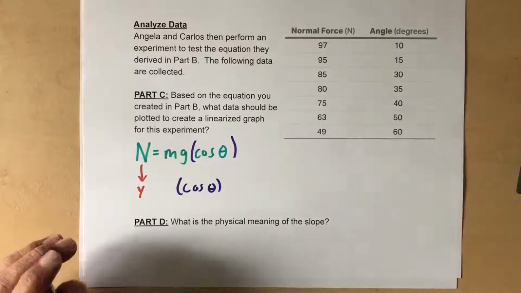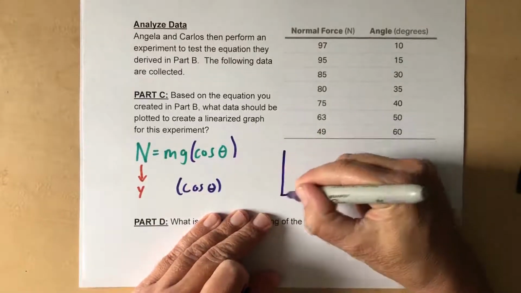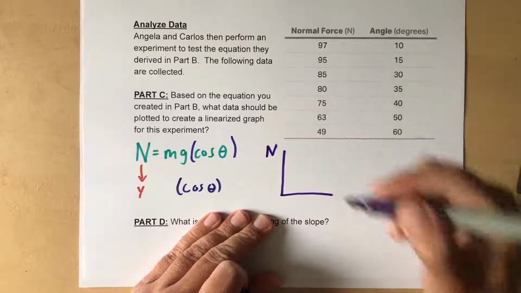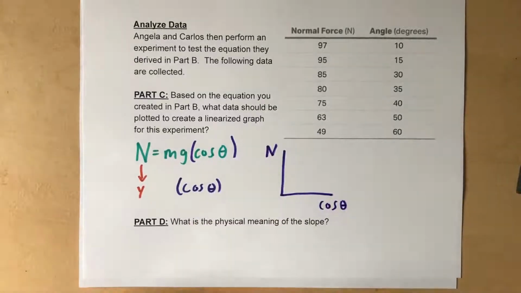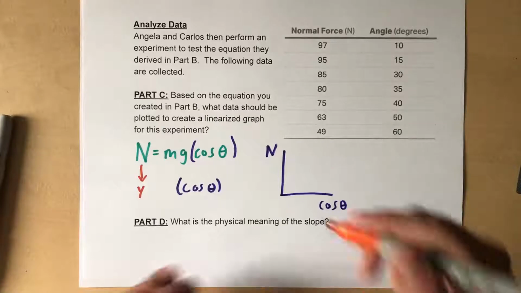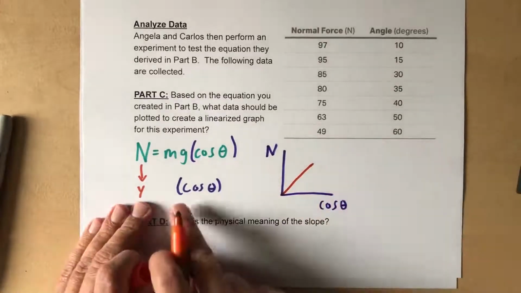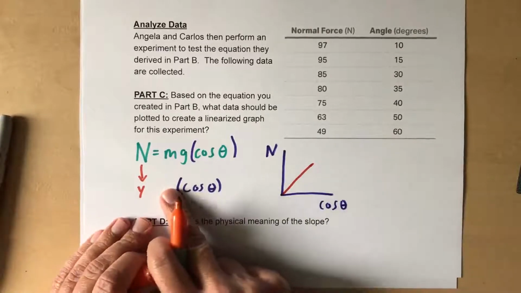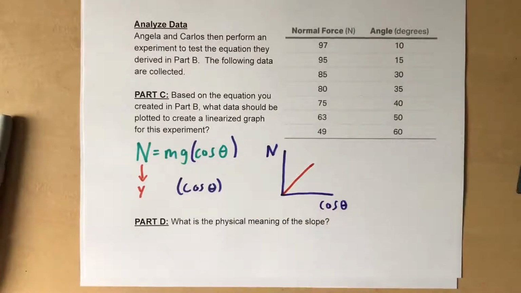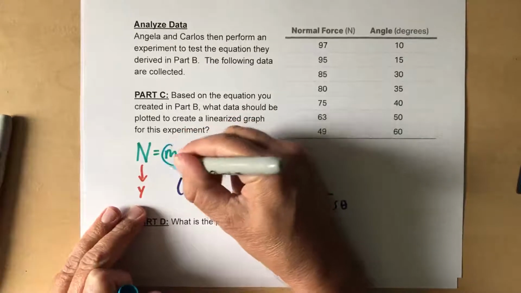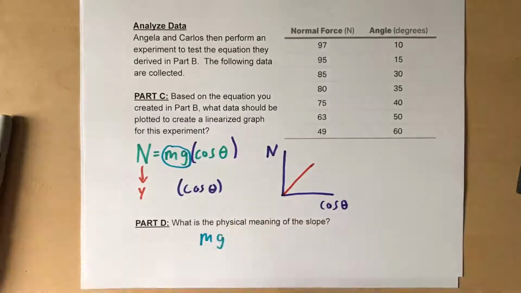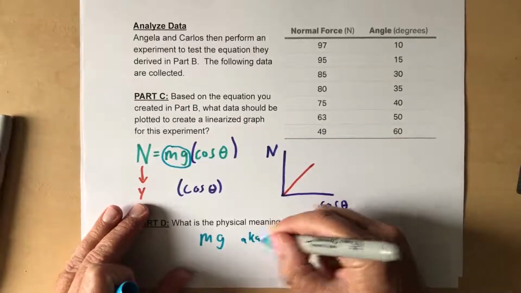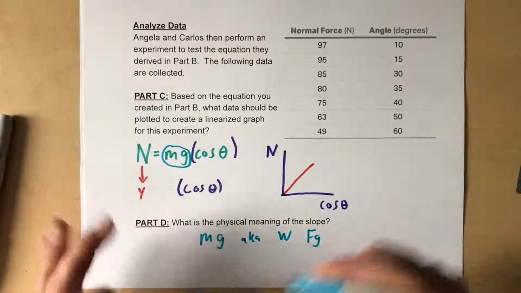And so that means on our graph, if we did normal force on the y and cosine of the angle on our x, then we would get a straight line like that, because we'd have y equals mx, not m as in mass, just m as in slope. So what would be the physical meaning of the slope? Well, the slope would be everything else left over, which is this. So the slope would be mass times gravity, aka the weight, or FG, whatever you want to call it.